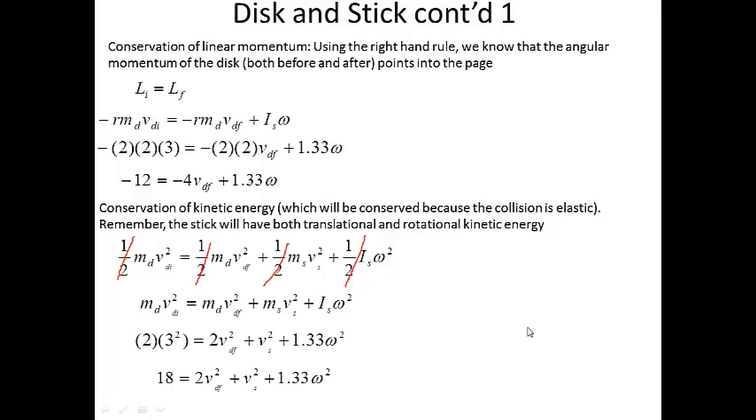Okay, so that was a whole lot of work, and you might not know exactly where we're going, but the point is here, we have 3 unknowns. Try to think for a second what our unknowns are. Well, our unknowns are the final speed of the disk, the final speed of the stick, and the final rotational speed of the stick. So you'll notice that now we have 3 equations and 3 unknowns. We have our momentum equation, we have our angular momentum equation, and we have our kinetic energy equation.